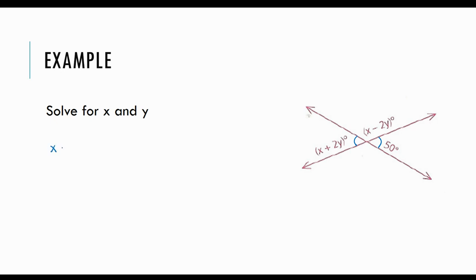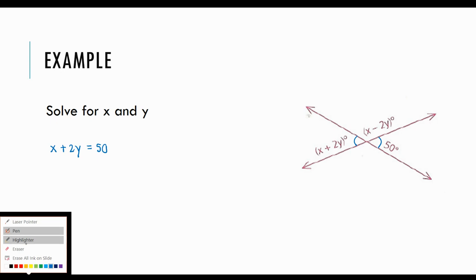One of my equations is that x plus 2y is going to have to equal 50. Because there are two variables in that equation, we have to come up with a second equation in order to set up a system, which will then allow us to find our variables.